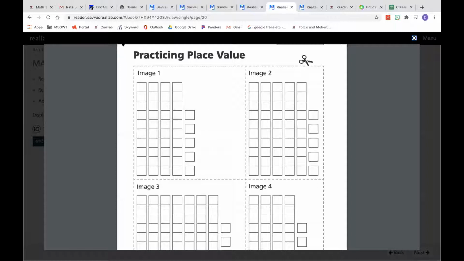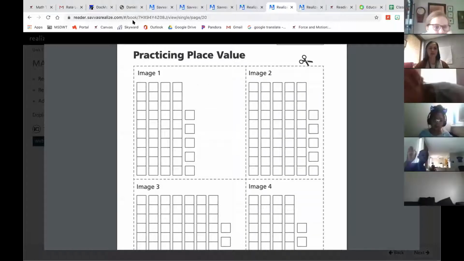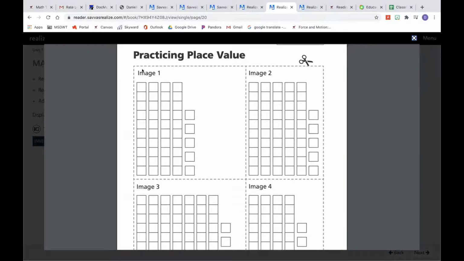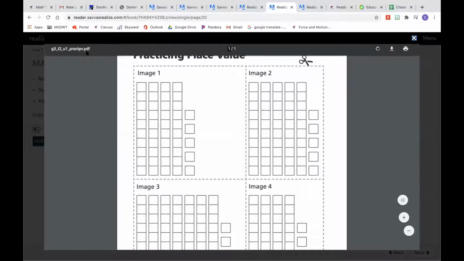45. Kwaku, how did you get 45? Can you tell me how you got 45? I count by tens. Okay, count by tens. I'll point. 10, 20, 30, 40. Okay, then what did you do here? 41, 42, 43, 44, 45. Awesome. So you should have gotten 45.